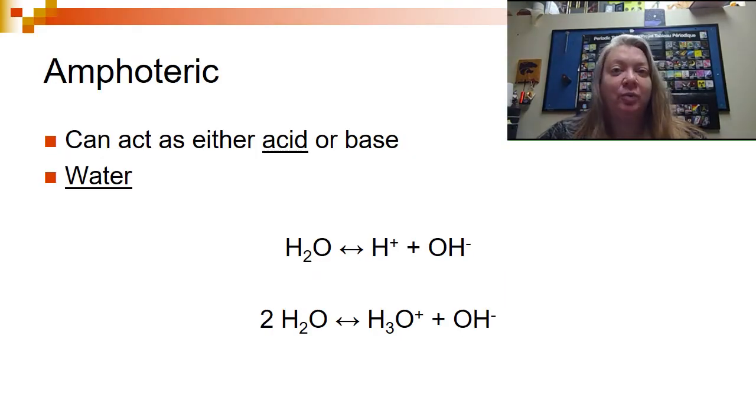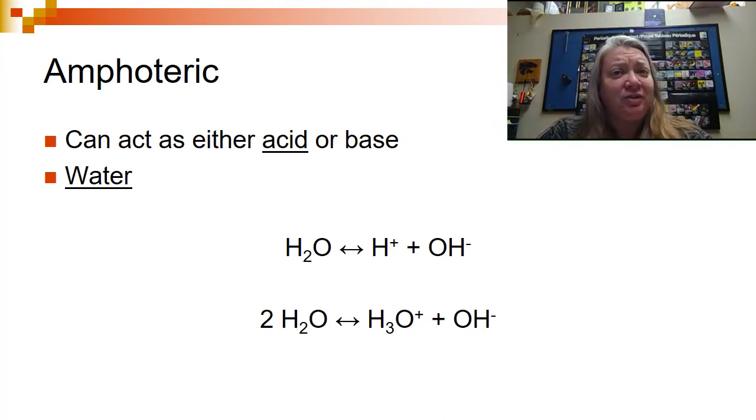To start this, we get to talk specifically about things that can act as both an acid and a base. That's something that's called amphoteric. Be familiar with that word, amphoteric. It's kind of like an amphibian. It can do both things. It can be in land and in water. Amphoteric means that we have something that can be an acid or that it could be a base.